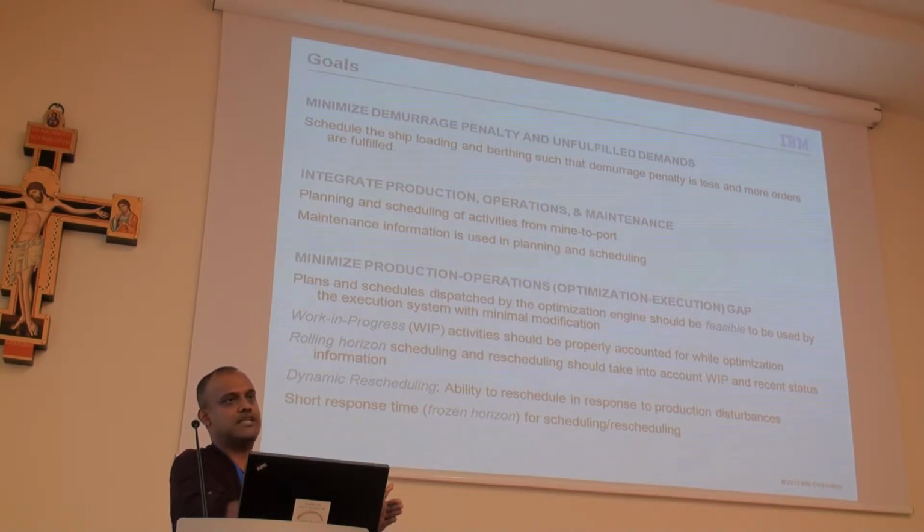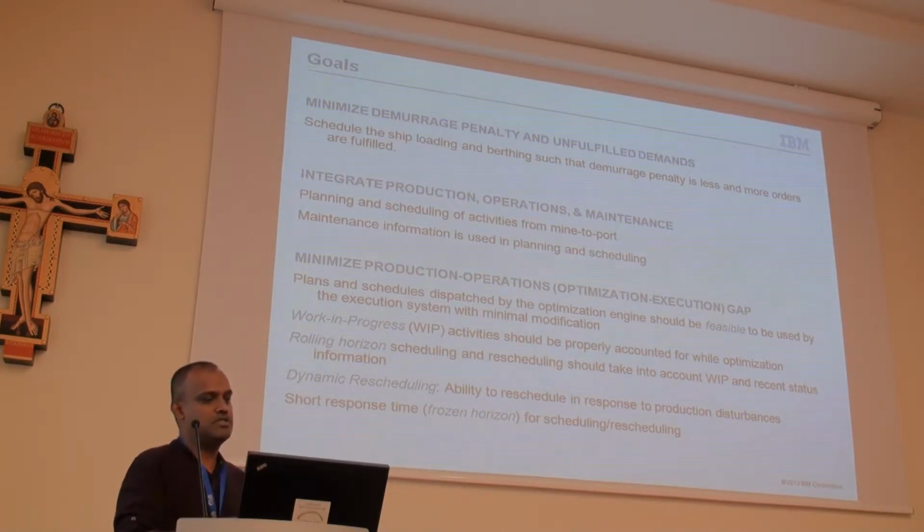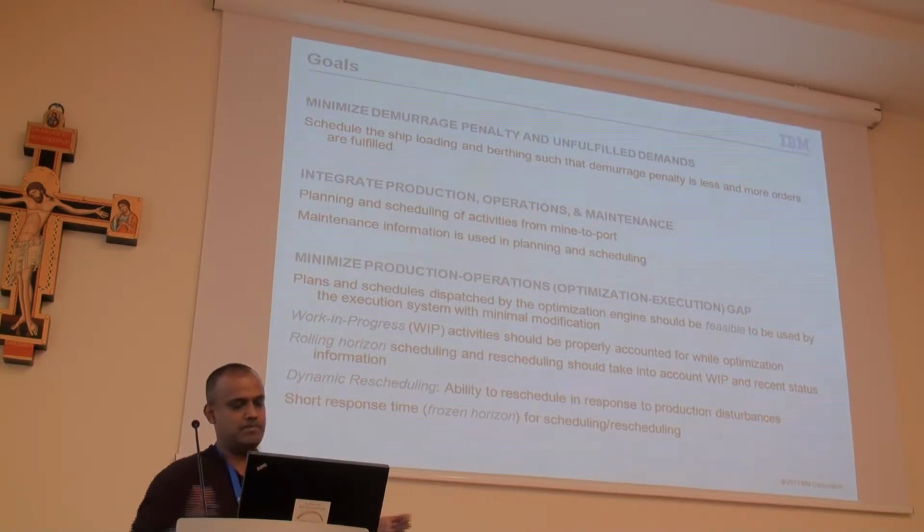For example, the ships get delayed, they have to move, but you keep on loading, so you pay a penalty for that. Or you are unable to satisfy the demand you have accepted. So this is directly the money value. And then you have other soft goals, like integrating the production, operations, and maintenance, because that cannot be immediately measured, but over the long term it has a lot of effects.